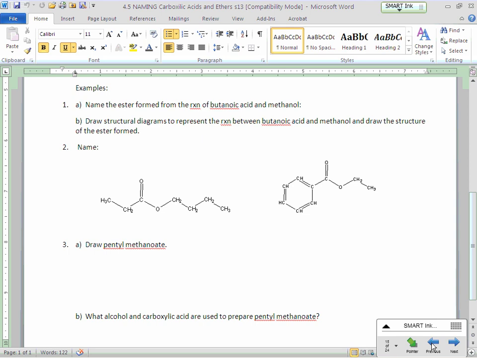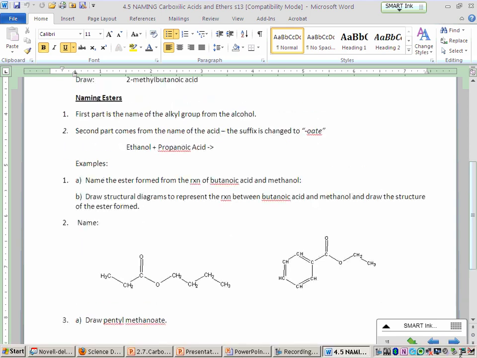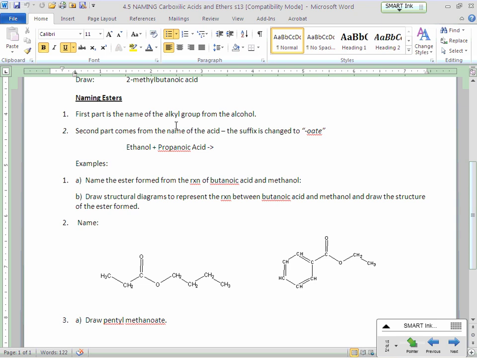Okay, so naming esters. The first part of the name is the alkyl group from the alcohol, and we just talked about that. So you go to the alcohol and you take a look at what's in there. The second part comes from the acid, except you change it to oate, right? So we could even predict the name of the substance. So here's an example right here, right inside of our naming rules. We could predict the name of the ester just by looking at the alcohol and the acid that we're reacting.